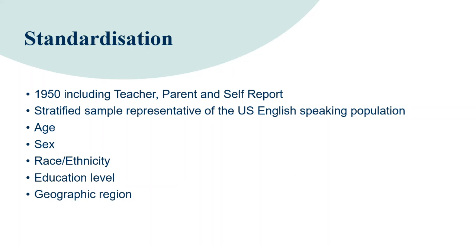The normative sample was stratified according to 4 education levels based on the number of years of school completed. So grade 11 or less, high school graduate, 1 to 3 years of college, and 4 years of college or more. The US was divided into 4 major geographic regions according to the census data, which was Midwest, Northeast, South and West.